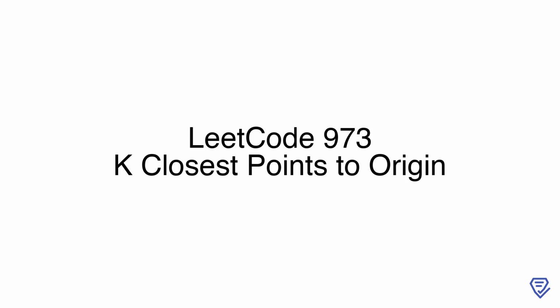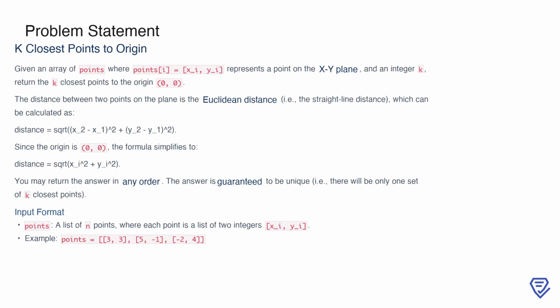Welcome! In this session, we'll explore an exciting problem from LeetCode, problem number 973, K Closest Points to Origin. This problem challenges us to find the k closest points to the origin, (0, 0), from a given set of points. We'll dive into efficient strategies to solve this and understand key concepts along the way. Let's get started. The problem is called K Closest Points to Origin.